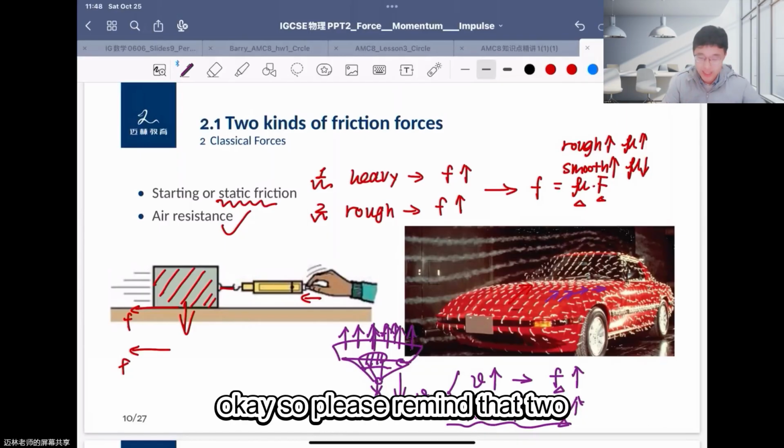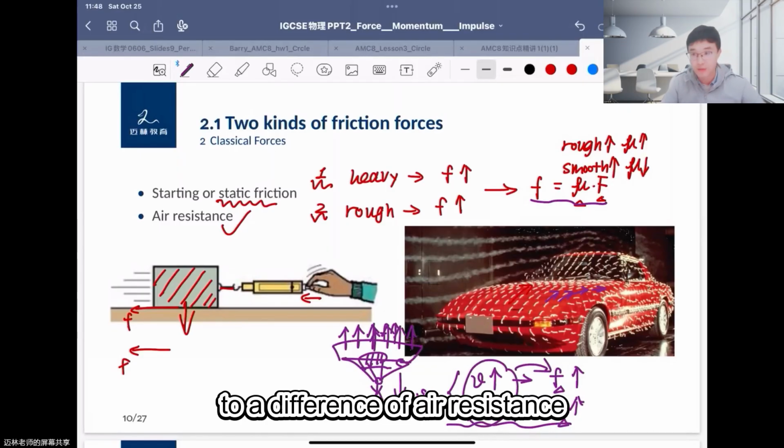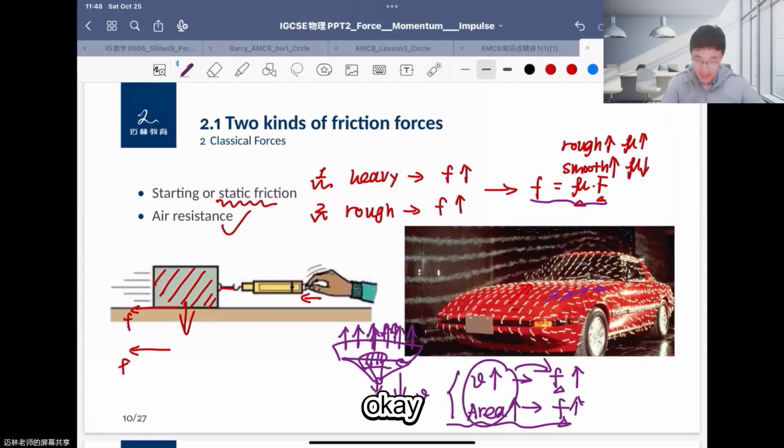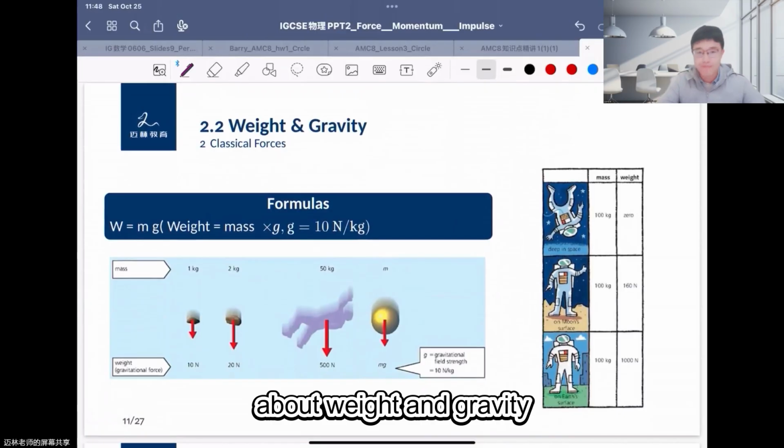Please remember that these two factors lead to differences in air resistance, and static friction. Okay, let's move into the second part. It is about weight and gravity.